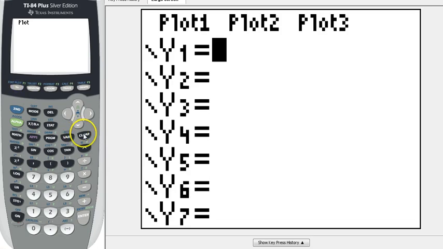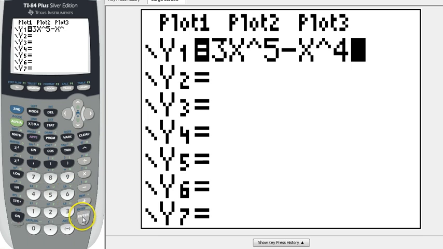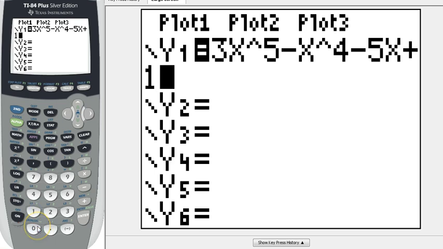Let's plug this in as our y1. So I have 3x, and then to the 5th you do caret 5, minus x to the 4th, x caret 4, minus 5x, and plus 10. And again, if I'm going too fast, you can always pause your video. So I have that in my y1. You don't have to graph this.